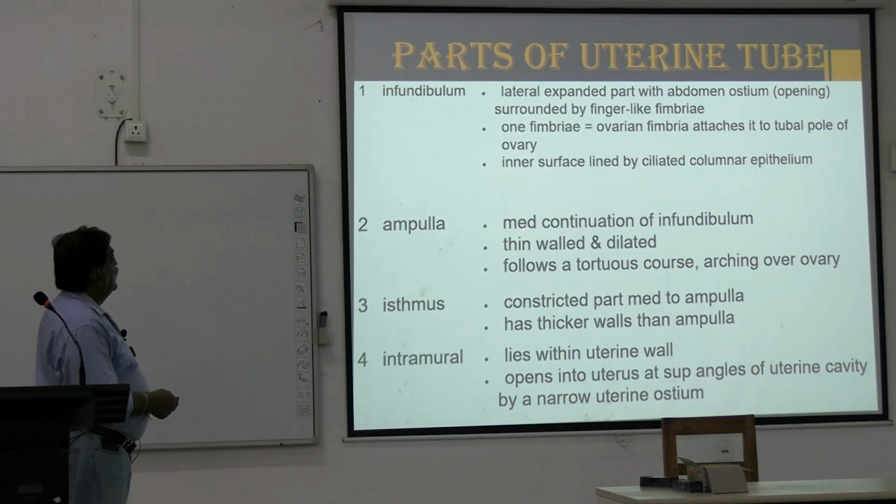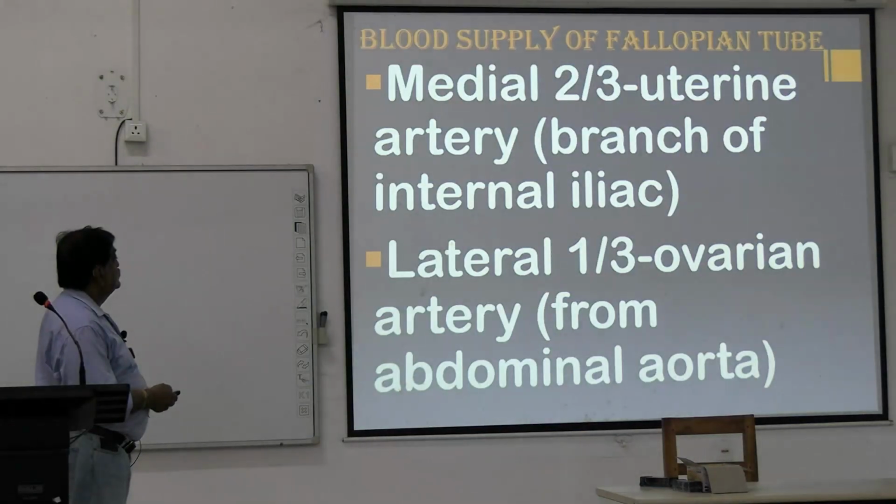Ampulla, medial continuation of the infundibulum, thin-walled and dilated, follows a tortuous course, arching over the ovary. Isthmus, constricted part medial to the ampulla, has thicker walls than the ampulla. Intramural part lies within the uterine wall, opens into the superior angle of the uterine cavity by a narrow uterine ostium.